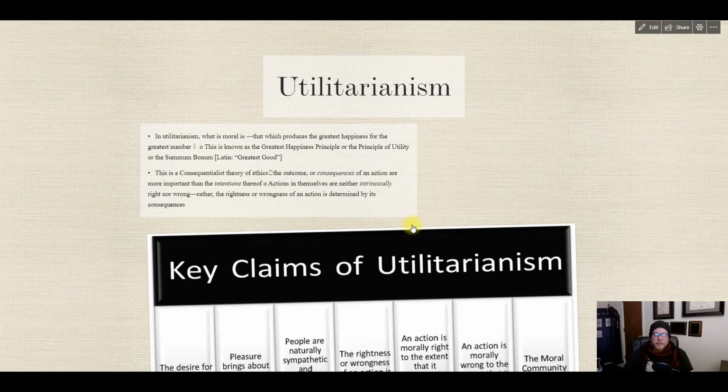Utilitarianism, on the other hand, has quite a different view. So utilitarianism is the view that what is moral is that which produces the greatest happiness for the greatest number of people. It's a consequentialist theory of ethics, where deontology was focused on intention and what we're trying to do. Utilitarianism, on the other hand, is focused on the outcome, or what actually happens or occurs. Frankly, in utilitarianism, intentions don't matter. The road to hell is paved with good intentions. What was the result? And we're able to measure the rightness or wrongness of an action based on its results.